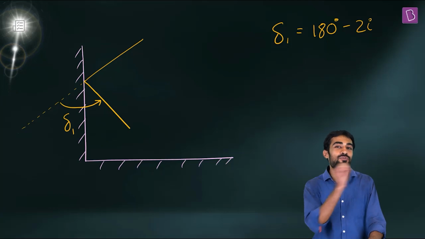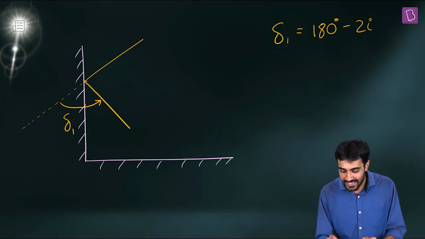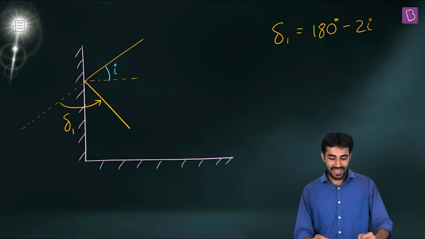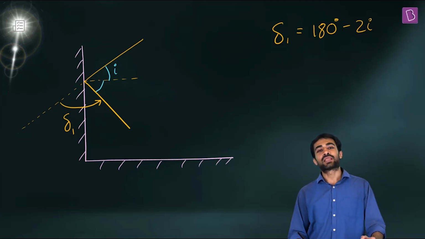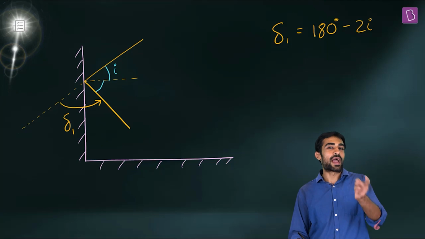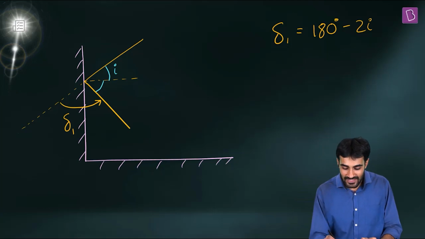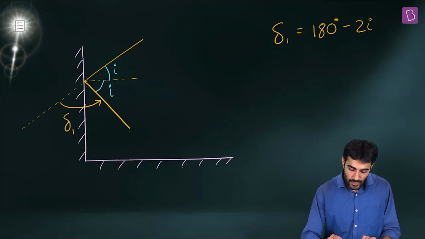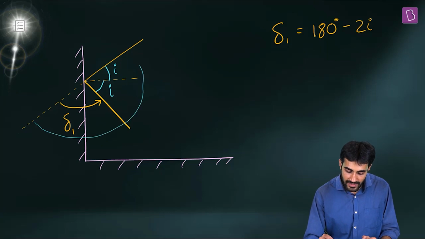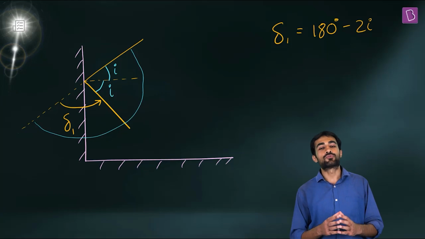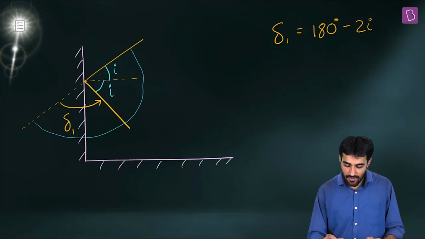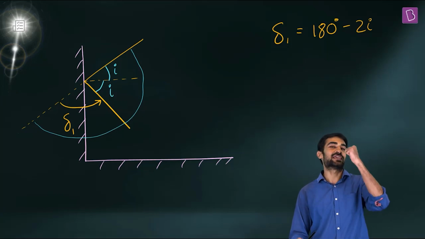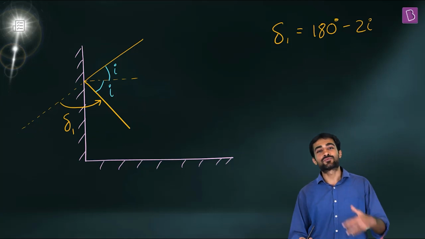Let me show you how we get this formula. It is very simple. We can see this is the angle of incidence. We will call it i, like this. Now, this is the angle of reflection, and the angle of reflection is equal to the angle of incidence, by the laws of reflection. So this will also be i. So we can say the total angle on a straight line is 180 degrees. So we can say delta 1 will be equal to 180 degrees minus 2i. Can you see that? So remember this formula. This is very important.